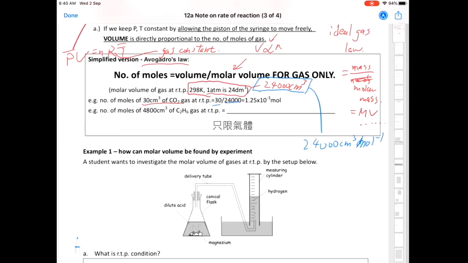What did you get as the answer? What's the answer? 0.2, thank you. And the corresponding equation is just 4,800. Put it onto the top, the volume part, and then divide it by the molar volume of a gas.